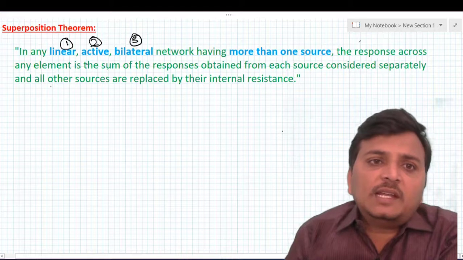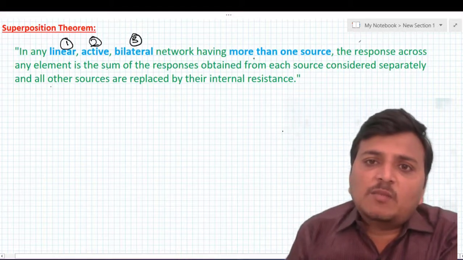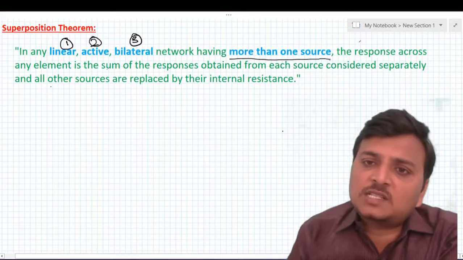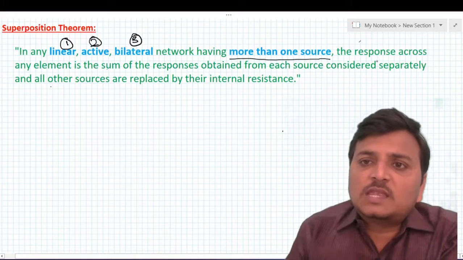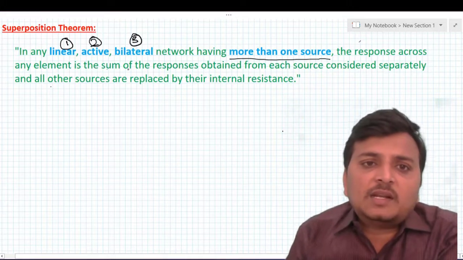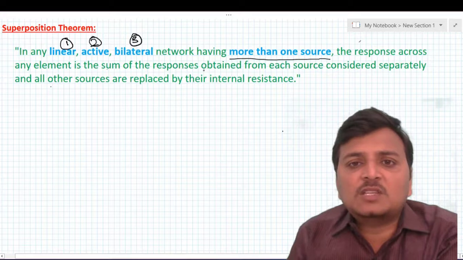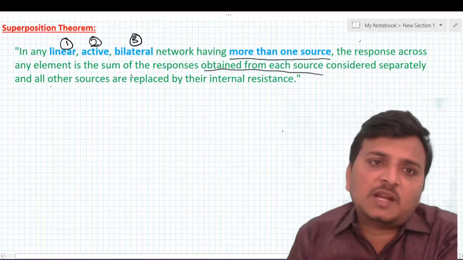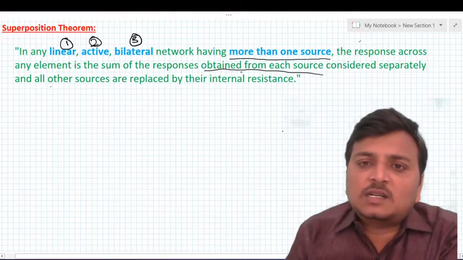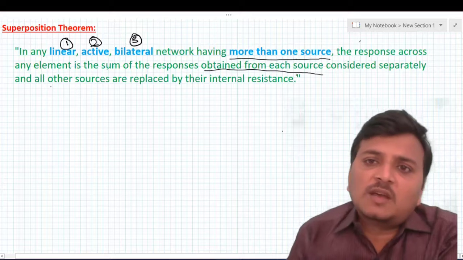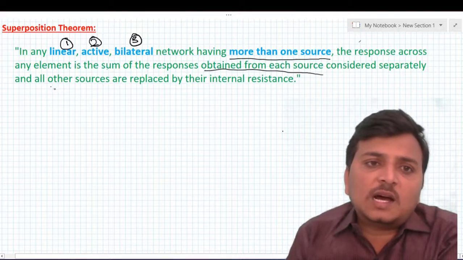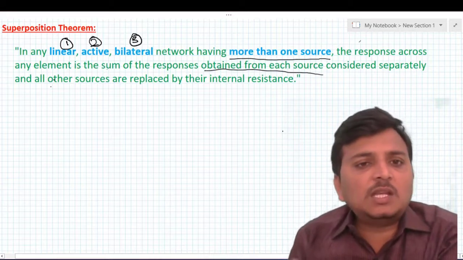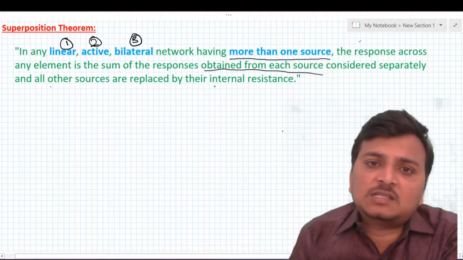So in any linear, active, bilateral network having more than one source, to apply the superposition theorem, this condition is very important. With more than one source, the response across any element is the sum of the responses obtained from each source separately. One more important term in the statement: when you are considering one source, suppose among four sources you consider the first source, then the remaining three sources are replaced with their internal resistances.